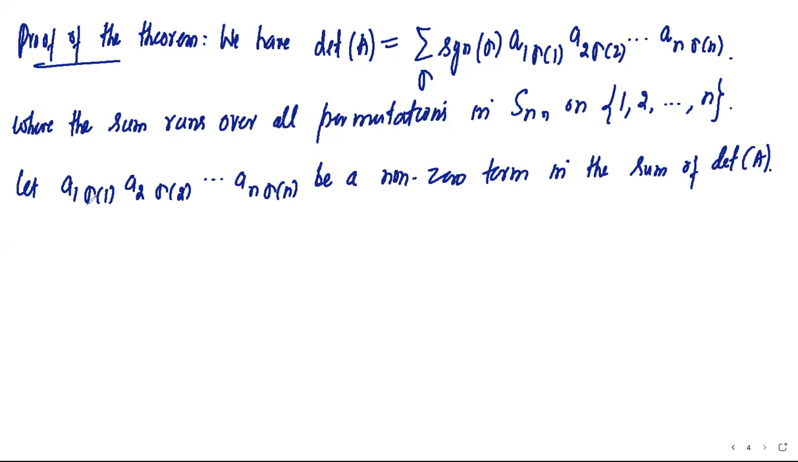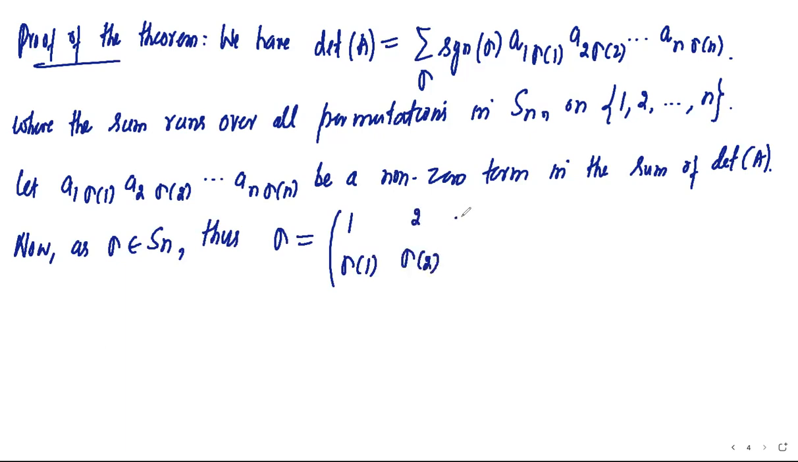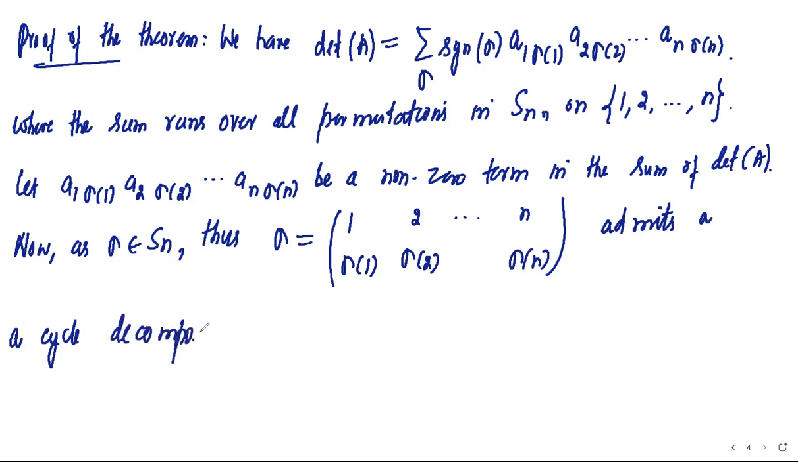Now we have selected some sigma here, and the sigma is a permutation in Sn, so therefore it will admit a cycle decomposition. Thus sigma, which is a permutation on these n symbols, is mapping, suppose, 1 into sigma of 1, 2 into sigma of 2, and so on, n into sigma of n. So as sigma belongs to Sn, thus sigma admits a cycle decomposition in Sn.